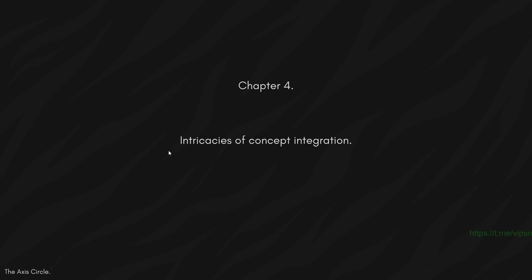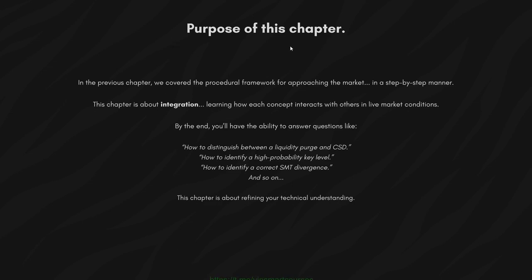In this chapter, we will be going over the intricacies and the details of integrating different concepts with each other separately. So, before we dive into this chapter, just to continue the trend, I want to quickly give you a little preview of what this chapter is actually about and why it matters. Okay, we will be going over the purpose or the objective of this chapter.